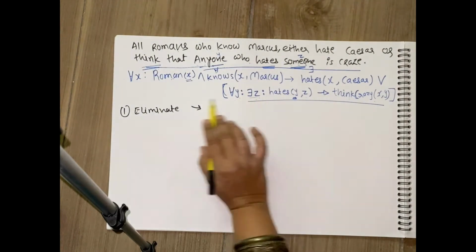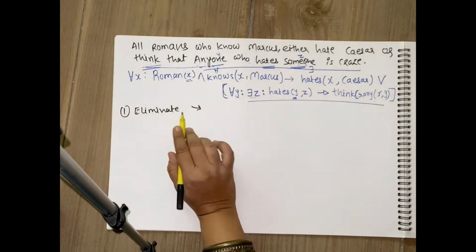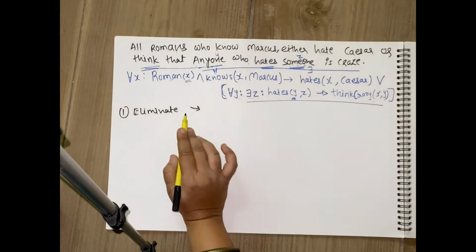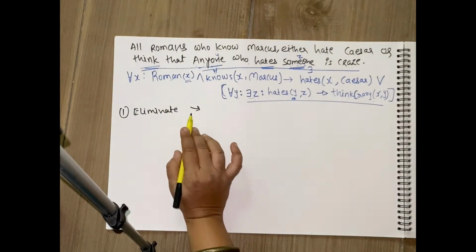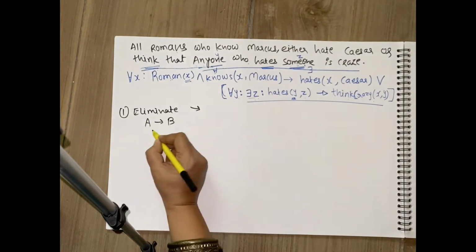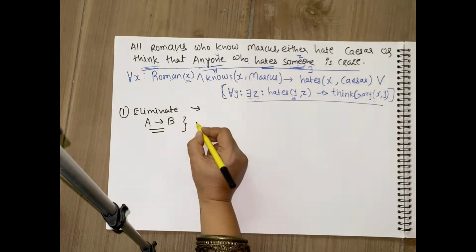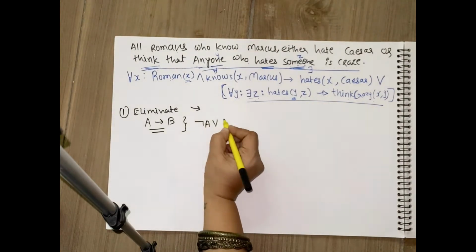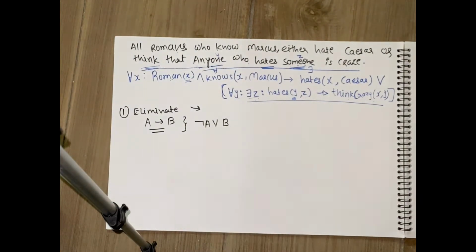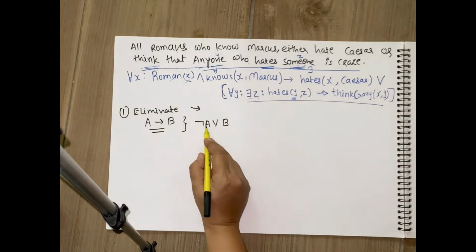Hence, we are not going to use any such complicated statement, but we are going to convert it to simpler ones, that is, flatten one. So the first one says eliminate implication. What is the rule for eliminating implication? The rule says if you have something like A implies B, it should be converted to not A or B. Remember it very well. If you say A implies B, then it should be converted to not A or B.